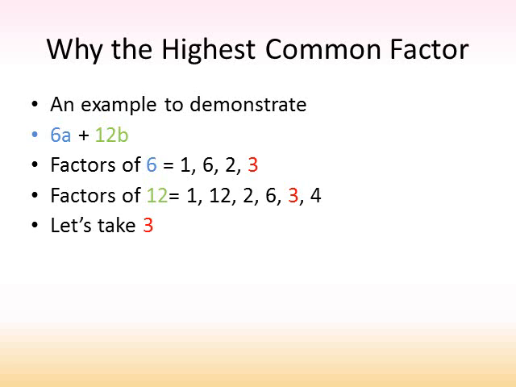To see why it is important to use the highest common factor, let's try using 3 as our common factor, even though 6 would be the highest. Let's take 3 as a common factor and write our expression using 3 and the required factors. So 3 times 2a gives us 6a, plus 3 times 4b will give us 12b. So we can now take the 3 out as a common factor and put what is left over in brackets.